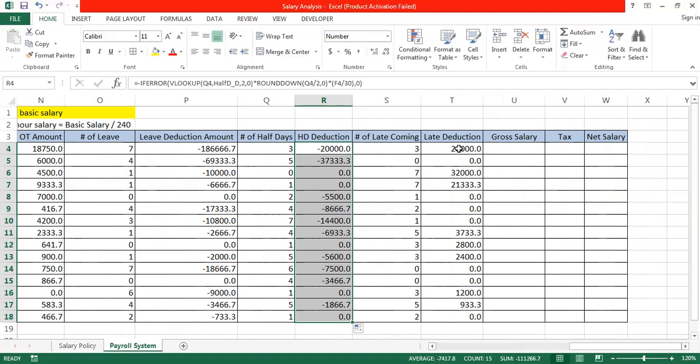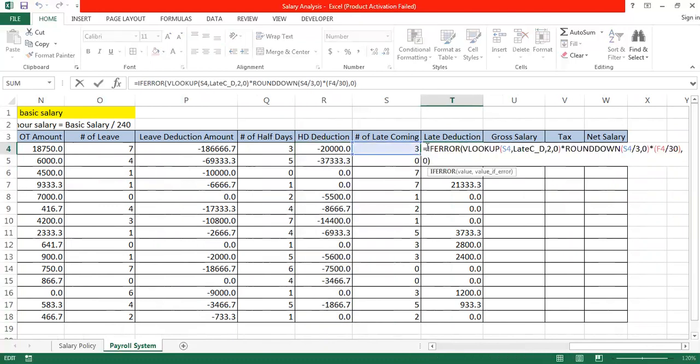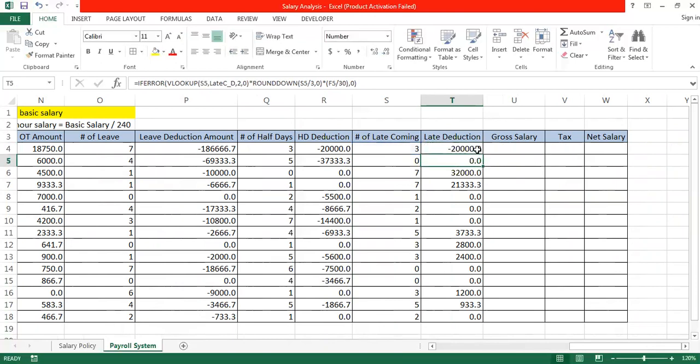Overtime was not a deduction, so we haven't applied negative over here. Late is again a deduction, late coming deduction, so negative, enter. Now there is no need to minus some values in the formula. We're going to add all the values, sum all the values automatically. Negative values are deducted because plus and minus values are all automatically deducted from the plus values.